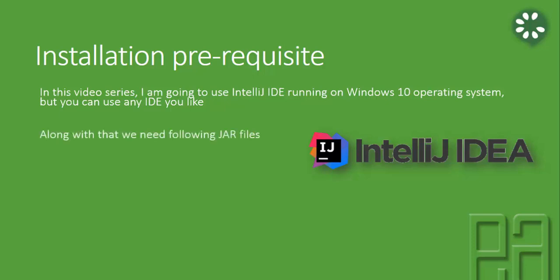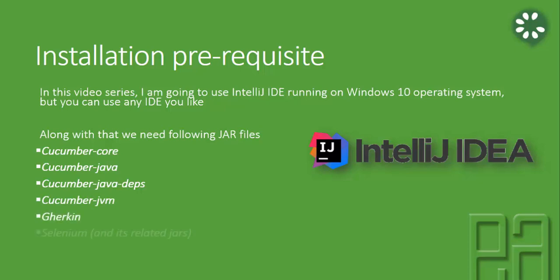Along with that, we are going to need some of the following jar files like Cucumber Core, Cucumber Java, Cucumber Java Dep, which is nothing but the Java dependency, and Cucumber JVM, Gherkin, and Selenium jar files. Of course, these are something which we will be adding in the next section of this video series. But yes, we need these jar files as well while starting to work with Cucumber.